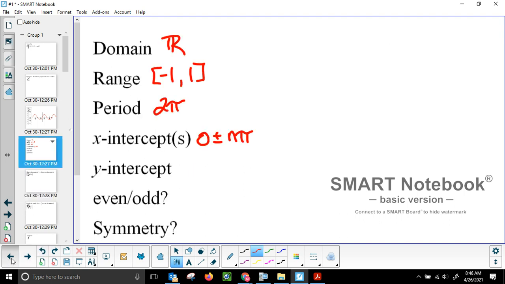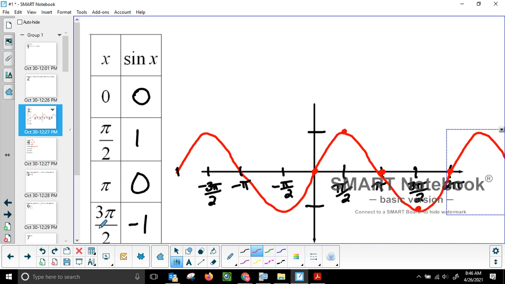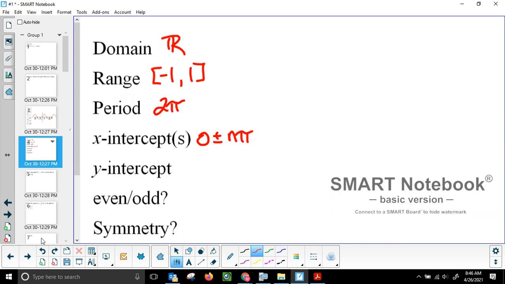What is the y-intercept? Somebody said it, I think. 0, yeah, absolutely. And you can put it as a point if you like, (0, 0). It's perfectly fine.